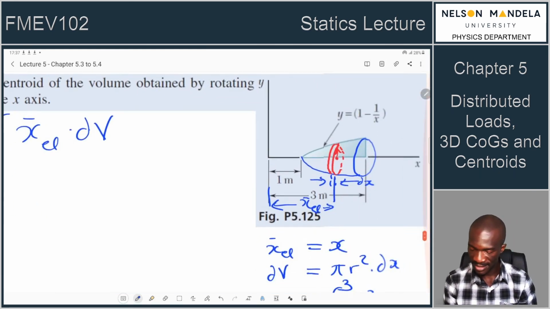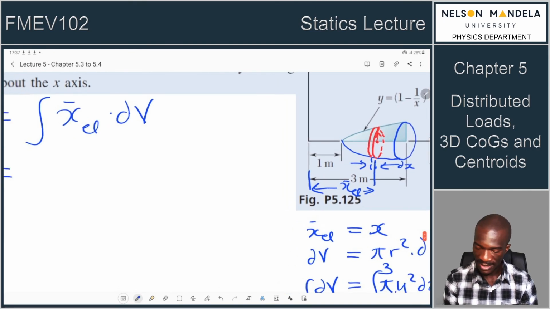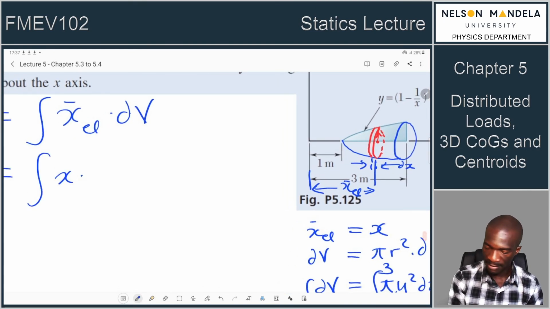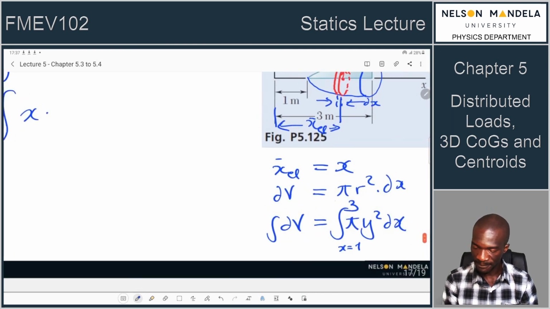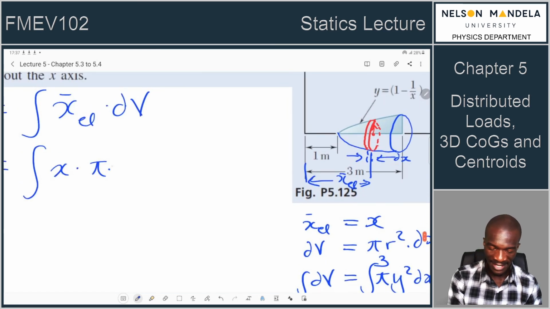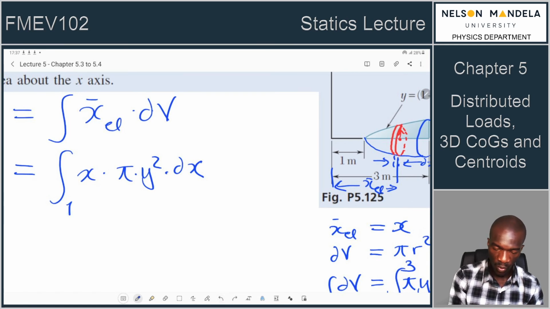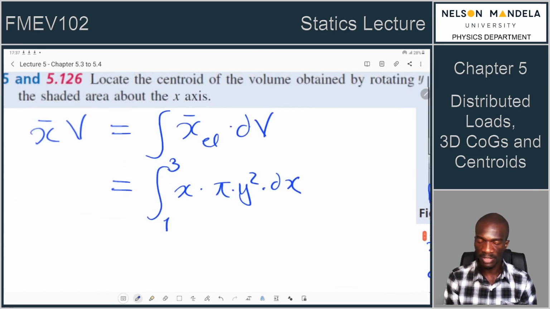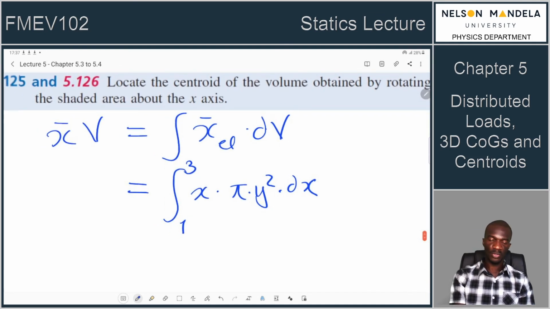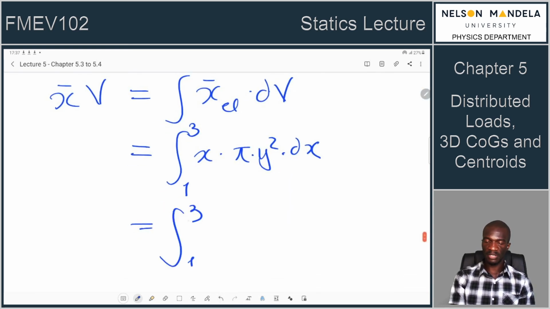Let's just rewrite this. So I will write our x element. That's an integral of x multiplied by dV. What is dV? Pi r squared. So that's pi y squared dx, pi y squared dx. From where? From 1 up to 3, isn't it? Yes, from 1 up to 3. So there you have your equation. You have the V already from the previous determination, and then you can carry out your integration. Remember, your y is a function of x, right? Your y is a function of x, so your integral will simply be from 1 up to 3 of what?